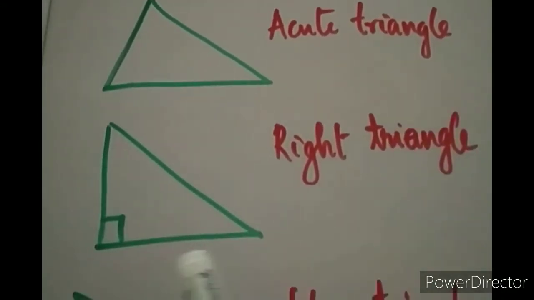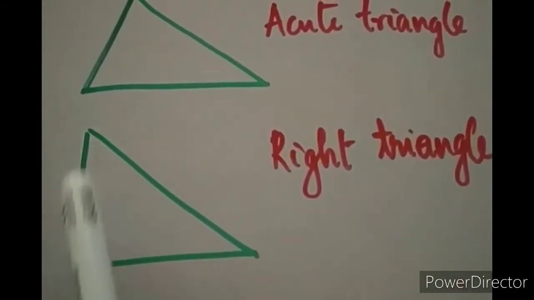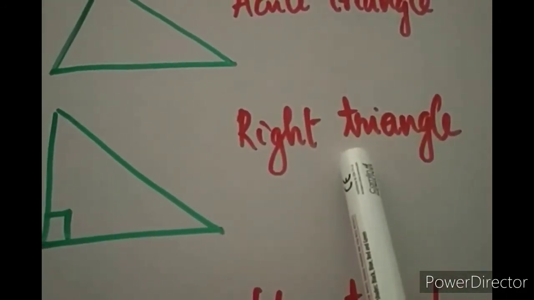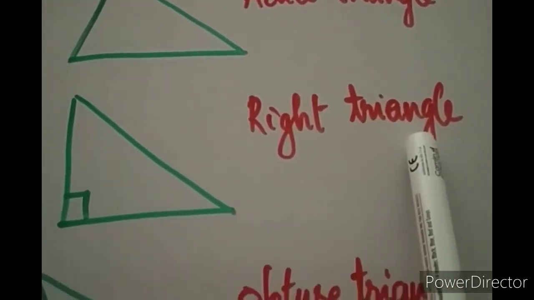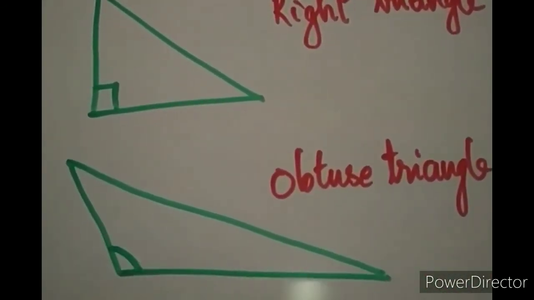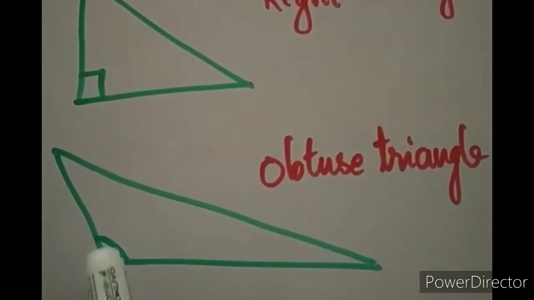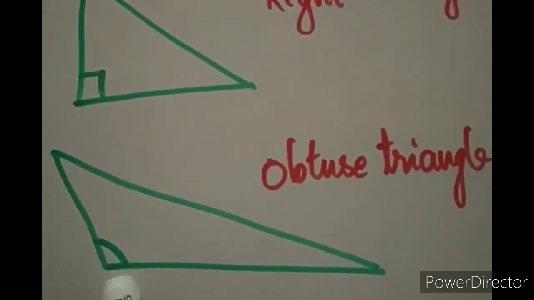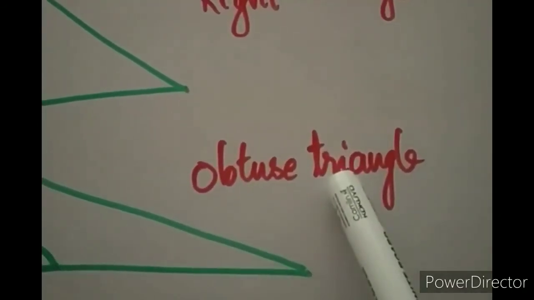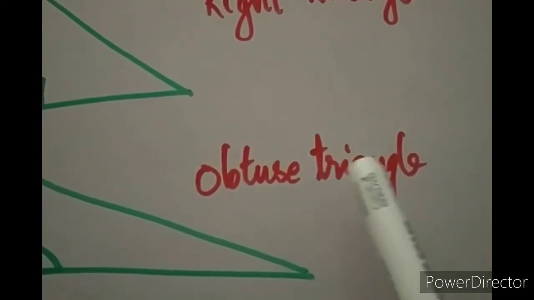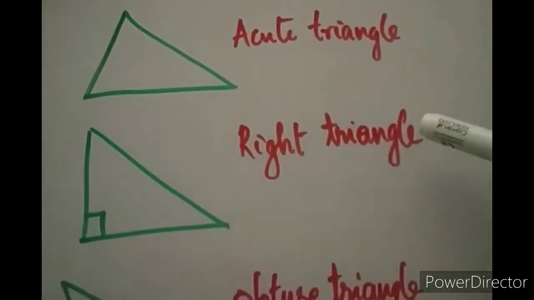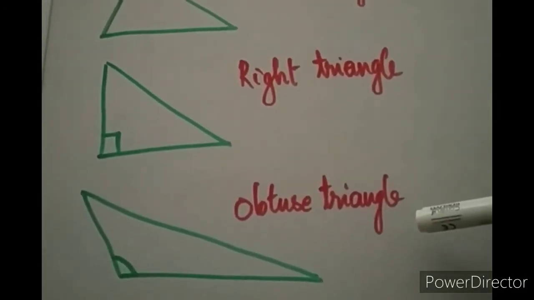Now, if one of the 3 angles of a triangle is 90 degrees, we will call such triangles right triangles. Then, if one of the 3 angles of a triangle is an obtuse angle, that means an angle which is greater than 90 degrees, we will call such triangles obtuse triangles. So we have acute triangle, right triangle and obtuse triangle.